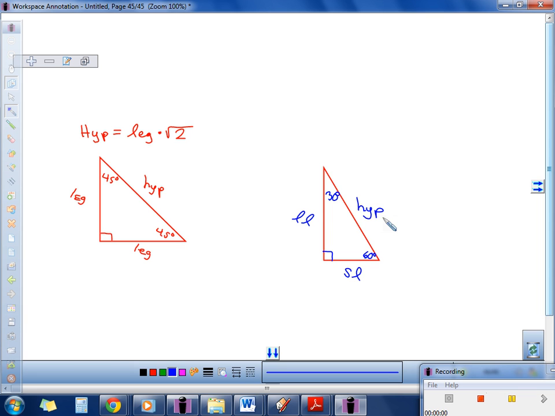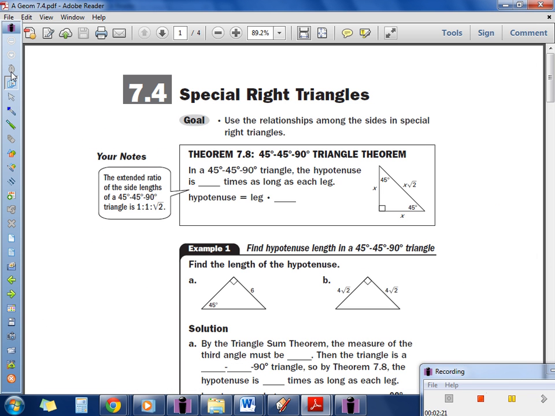On this one, we have our different formulas, and here they are. Hypotenuse equals 2 times the short leg. The other one is long leg equals short leg times the square root of 3. Now that we know these formulas, we can go back and we can focus on some of these examples. So let's look at example 1.